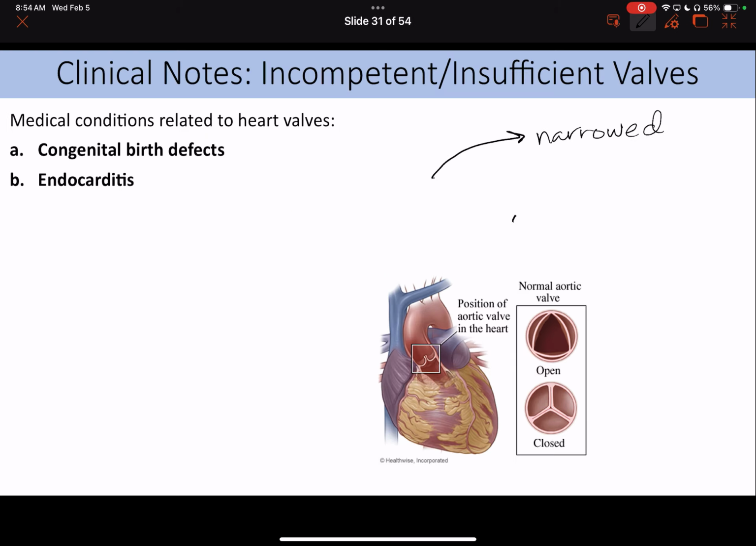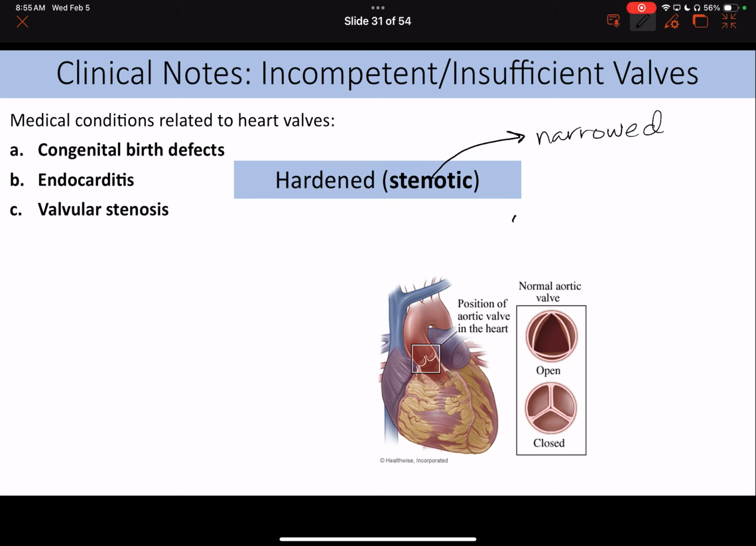Okay. So we already talked about congenital birth defects with the ASD and the VSDs. Talked about endocarditis already. Then there's something called valvular stenosis. That's when the valves become hardened, and most importantly, what stenotic means is that those valve openings become more narrowed.